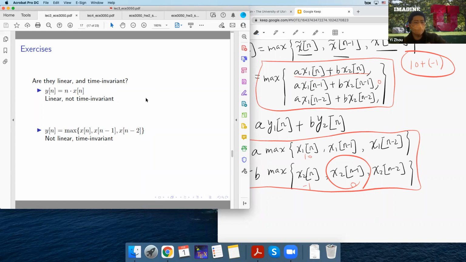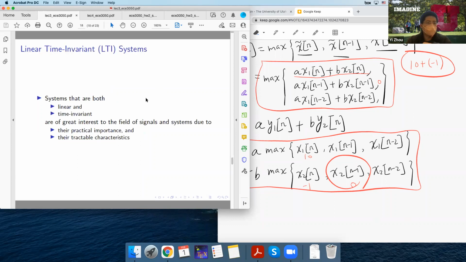Okay, so this is linear and time invariant systems. Once we have these two concepts, we can combine them and talk about LTI systems. LTI stands for linear and time invariant. Very straightforwardly, the LTI system is basically both linear and time invariant.